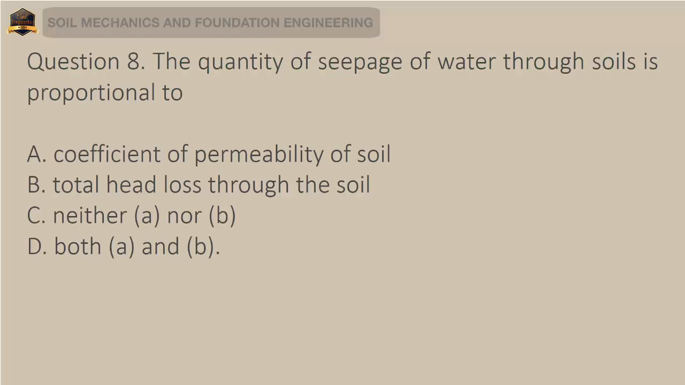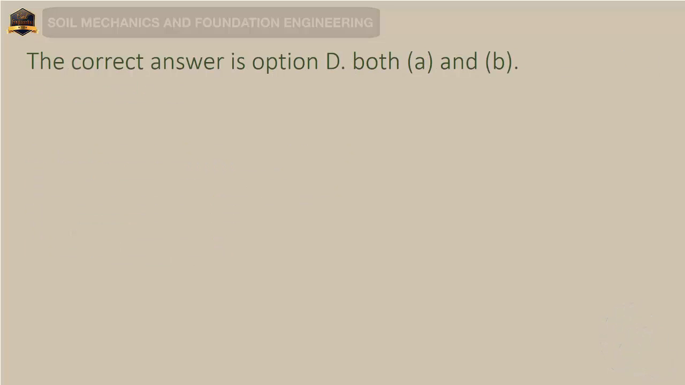Question 8. The quantity of seepage of water through soils is proportional to A. Coefficient of permeability of soil. B. Total head loss through the soil. C. Neither A nor B. D. Both A and B. The correct answer is option E. All the above.